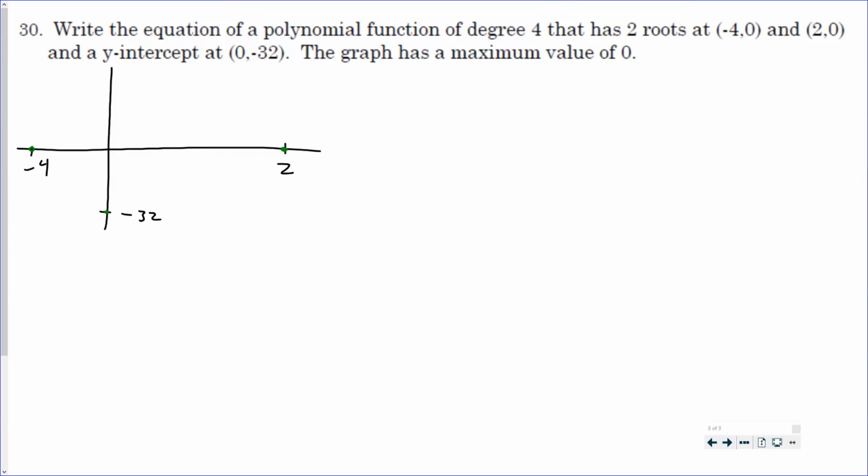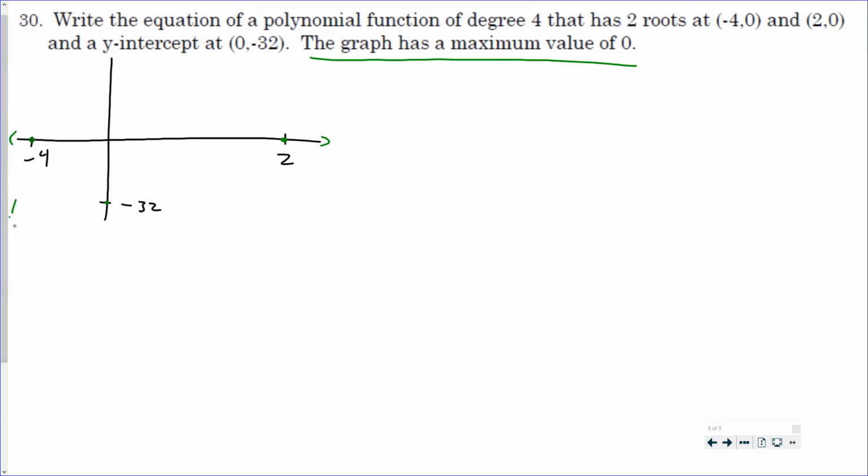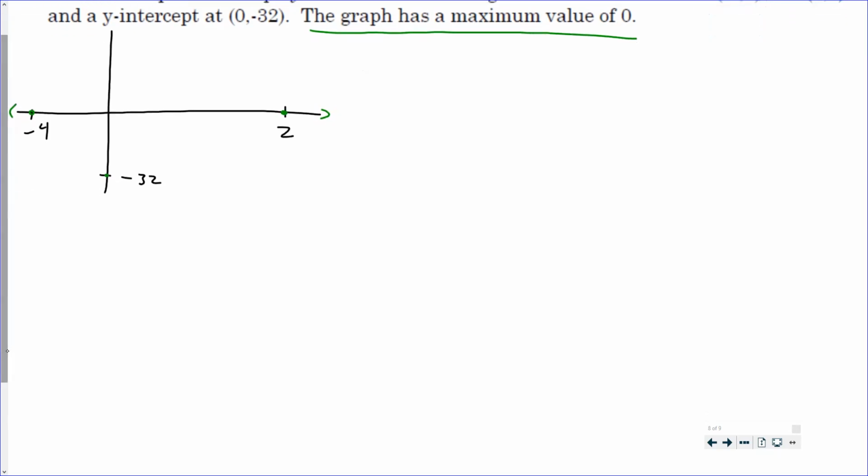So the other key piece of information that I'm given is that the graph has a maximum value of 0. What that means is that my y value cannot be bigger than 0. So that means I'm below or at the x-intercept. Right? So I cannot be above the x-intercept. I can go right up to it. That's kind of how you get x-intercepts. So what that tells me is that I have to start from the bottom, because if I don't, I can't meet that criteria, right? I have to start from the bottom.